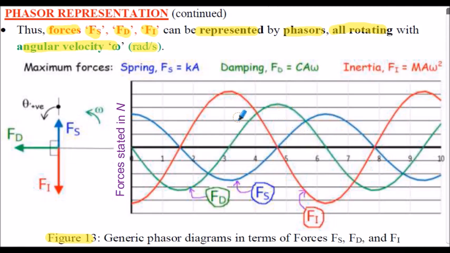And we can also see that the inertia force leads the damping force. Again, that would be by 90 degrees or pi upon 2 radians if plotted against angle. So essentially, instead of having our phasors denoted x, v, and a, in terms of forces, we can now denote them as Fs, spring force, Fd, damping force, and Fi, inertia force, with Fi leading Fd and Fd leading Fs.